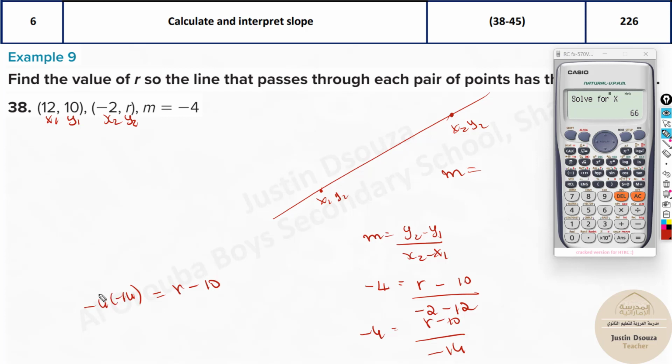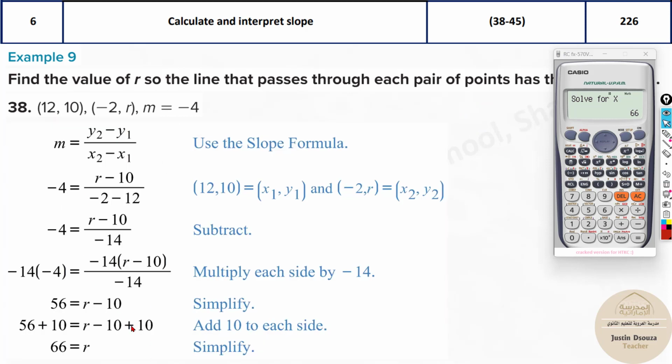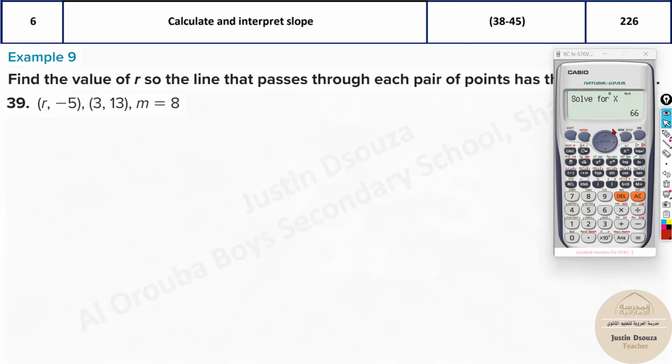Okay, it will be plus 56, because minus and minus will be plus. 56 is r minus 10. Take minus 10 to the other side, it will be plus 10, so 66 equals r. This is the easy way to do it, and you can see the solved problem here. So what I would suggest is just substitute the formula and directly put it in the calculator.